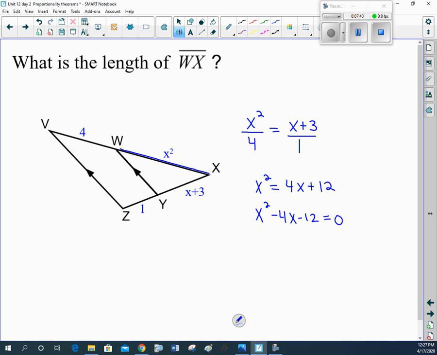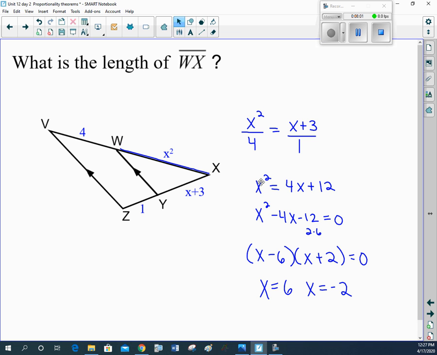So factor pairs of 12, I think I will use 2 and 6. Looks like to me it'll factor. So I'm going to go (x minus 6)(x plus 2) equals 0. So x equals 6 and x equals negative 2. Okay, if I put negative 2 back into my problem, let's see if that works. So if I put negative 2 back in, negative 2 plus 3 is 1. So that side would be 1, and negative 2 squared is 4. So that looks like that could be an answer.